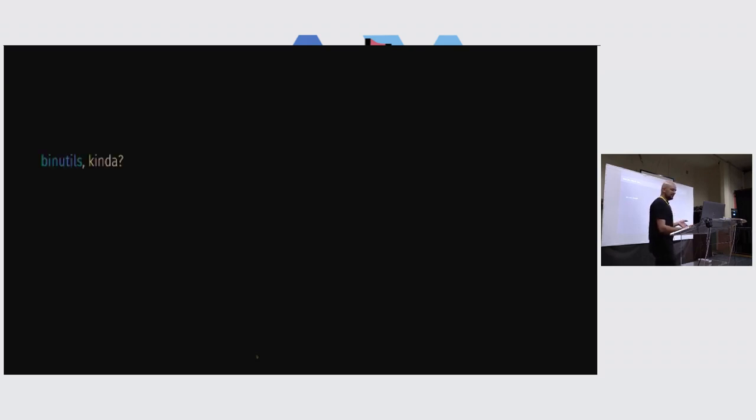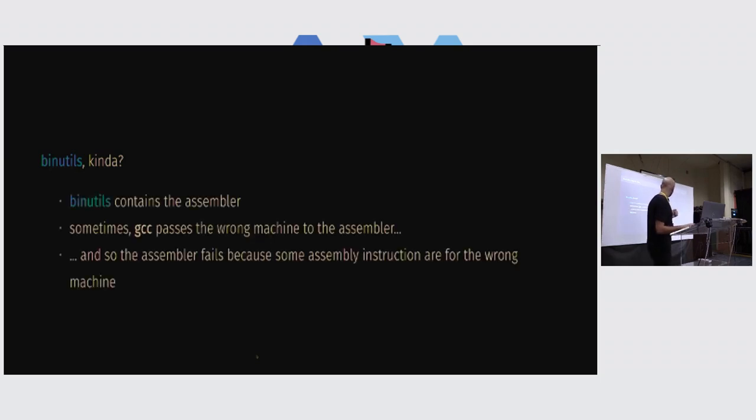And well, the culprit was the binutils project, kinda, not really. So for some context, the binutils project contains the assembler, which transforms the assembly code from the text format into the binary format. And sometimes GCC passes the wrong machine to the assembler because, you know, bugs. And the assembler fails because it received the wrong machine from its arguments, and the assembly code was written for the right machine, and so it gets confused and thinks that some instructions are just wrong.